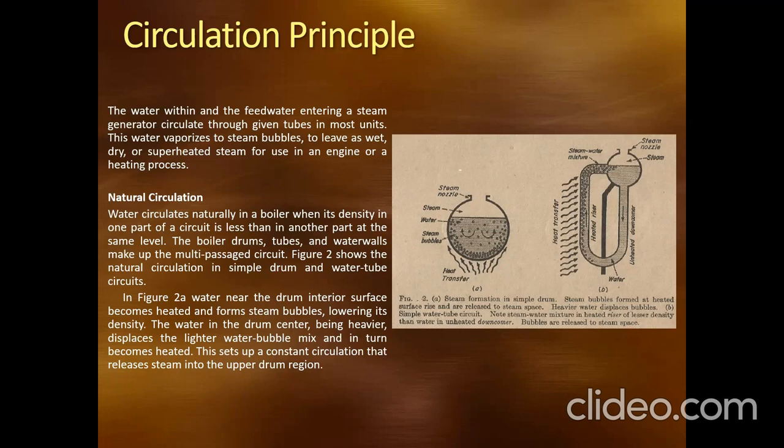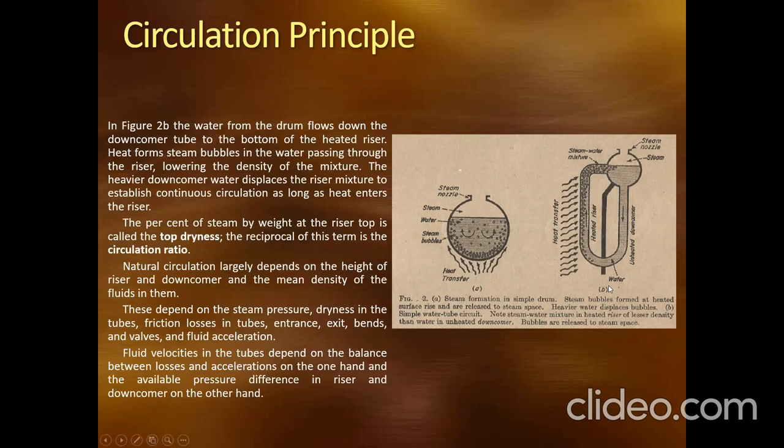So in figure 2A, water near the drum interior surface becomes heated and forms steam bubbles, lowering its density. The water in the drum center, being heavier, displaces the lighter water bubble mix and in turn becomes heated. So, they set up a circulation that releases steam in the upper drum region. So, dito mag-release yung steam.